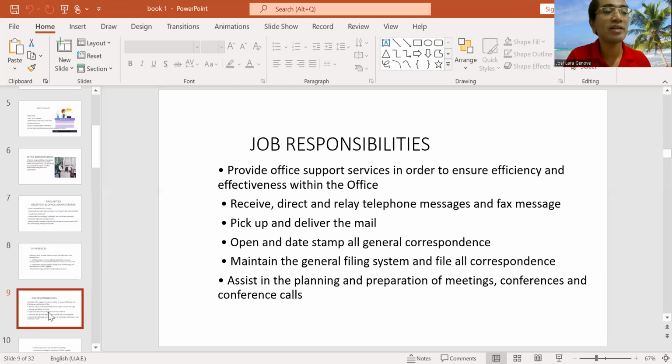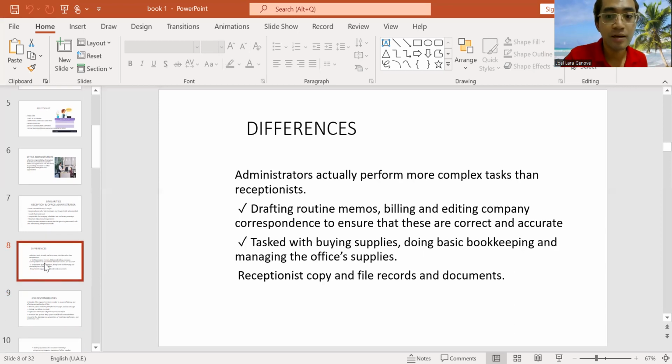Next, page 9, job responsibilities. Read it for me. Bookkeeping, that means making reports, records. You will create records for the company. Records of the files that you received, records of the parcels that you received. If you take out some supplies, you will put records there, because that will be needed. So bookkeeping means keeping records.